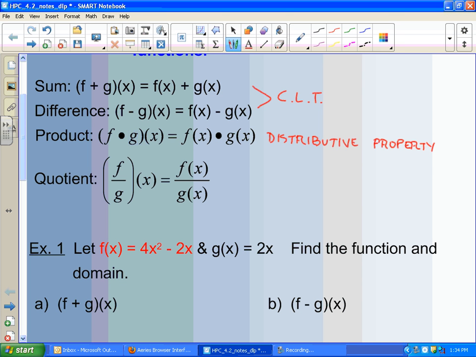Now this one, however, we've got to be careful of the quotient. Not so much in the calculation of it, but when we talk about the domains of these sums, differences, products, and quotients. For quotients, we have to be careful when we discuss domain because what is a no-no in the denominator of a function that has variables? Yeah, can't have a zero down there, right? Can't have a zero in the denominator, so we got to be careful of that.